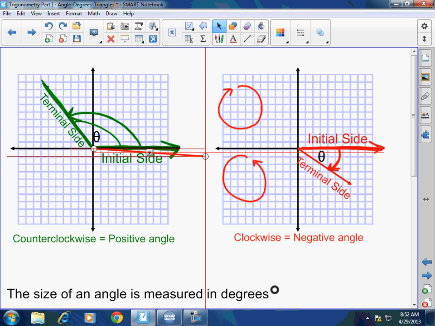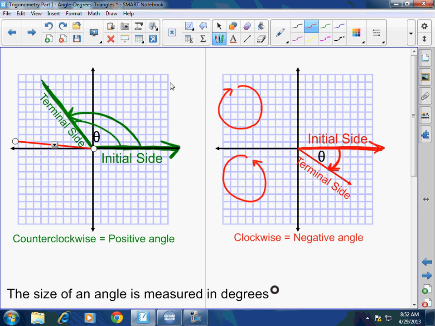Yes, sir. If you went clockwise 185 degrees, that would be a positive. No. If I went clockwise 185 degrees, here's 180, and then let's say that's 5. No. I have a negative 185 degrees. I went clockwise. If I go clockwise, I create a negative angle. If I go counterclockwise, I create a positive angle. Thank you. Great questions.